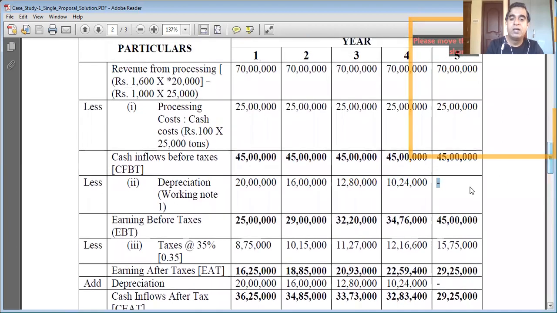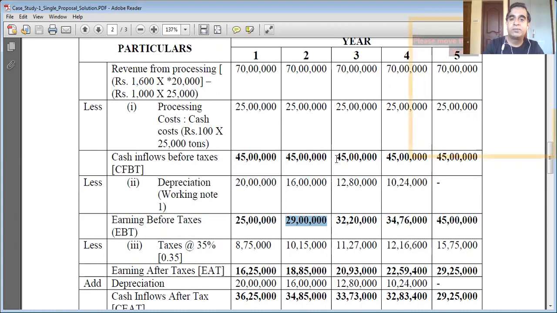Now simply we will reduce the depreciation amount from cash inflows before taxes. For example, in year 1, cash inflows before taxes are 45 lakh rupees minus depreciation of 20 lakh rupees. So earnings before taxes in year 1 are 25 lakh rupees. In the second year, cash inflows before taxes are 45 lakh rupees minus depreciation of 16 lakh rupees. So in the second year the earnings before taxes are 29 lakh rupees.